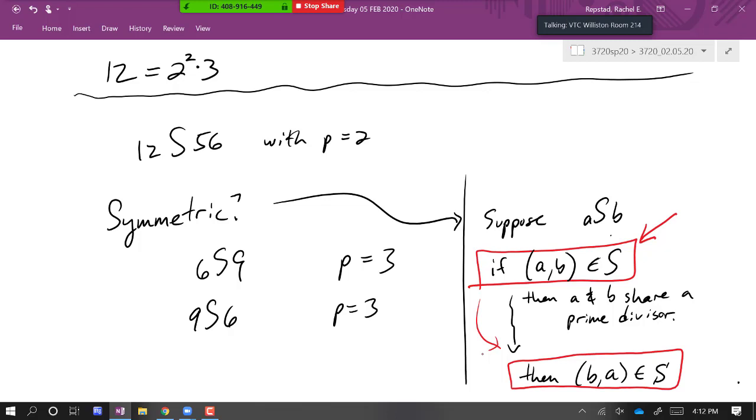So do we feel like we have a handle on this relation in number 2? If you write a draft and you want some feedback on it, feel free to send it to me before you turn it in. That's fine.